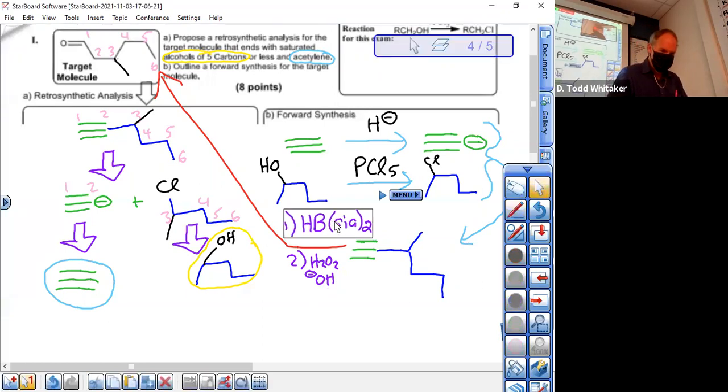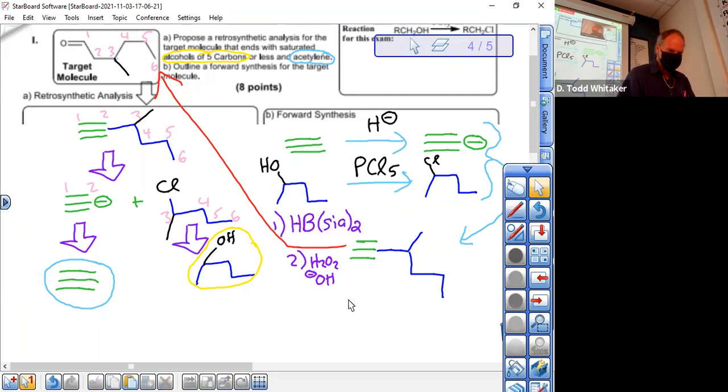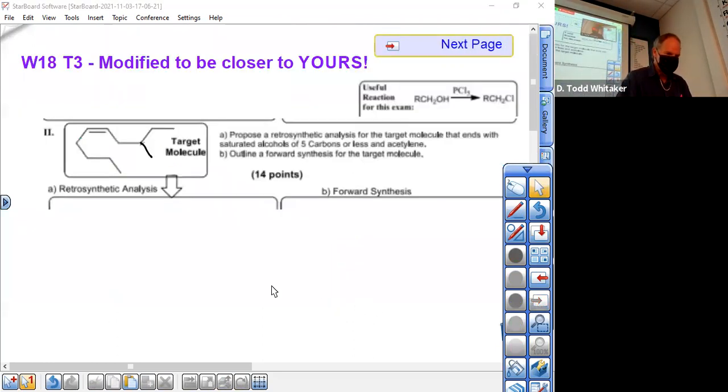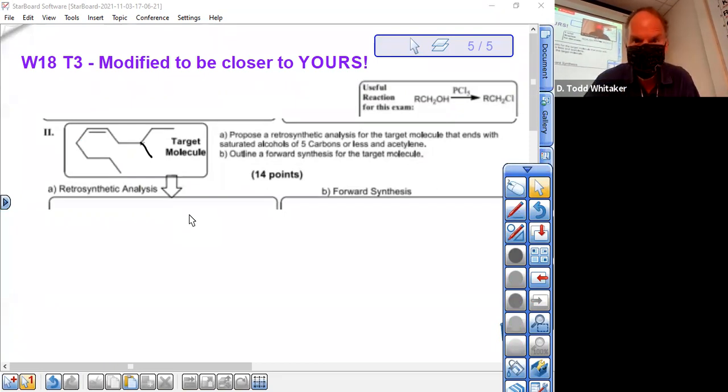Okay, move the HB-Sia so you know it's really for this arrow here. There, beautiful. Nice. And then the next retro. Ah, it's got more steps. That's why it's 14 points. Double synthesis. You're going to have 1 and 2. It'll be 8 and 14. I'm saying right now it will be 8 and 14.